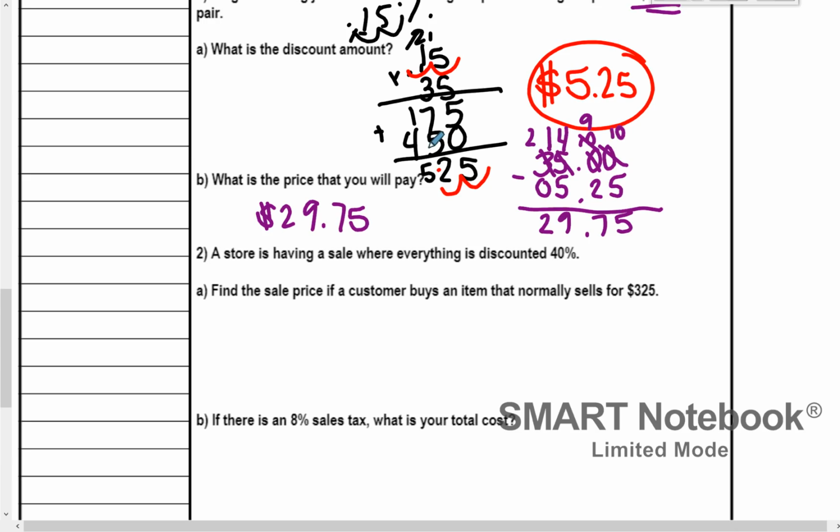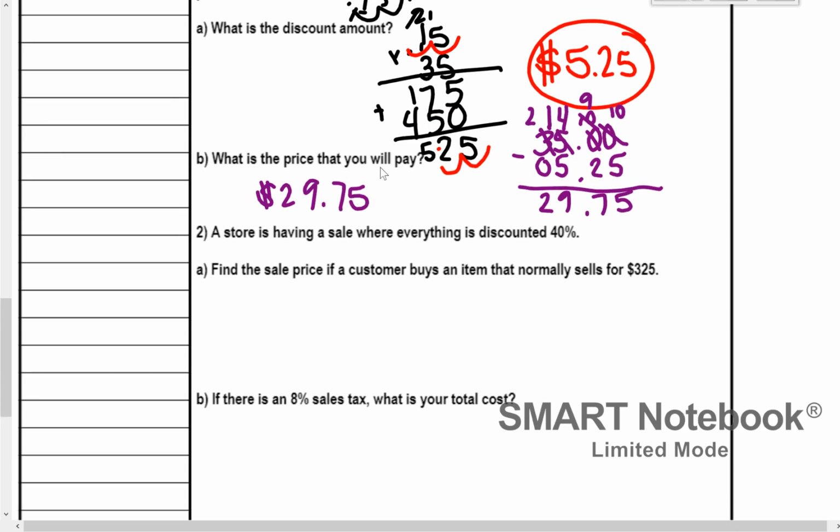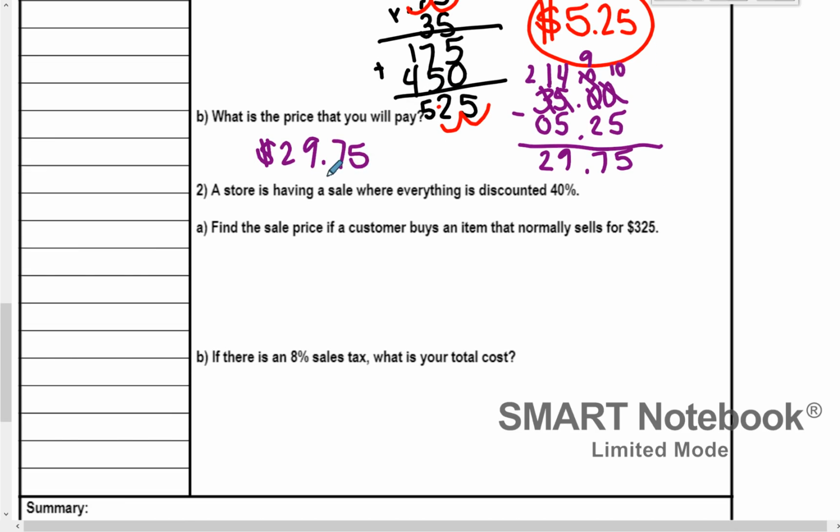Find the sale price if a customer buys an item that normally sells for $325. Okay, so this sounds like it would be like a Black Friday sale because that is a lot of a discount to be given. Okay, first thing we have to do is make 40% into a decimal. Makes it 0.40. We have 325 that has more digits, so I want to put that on top.